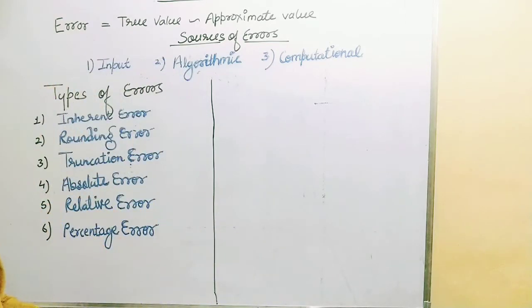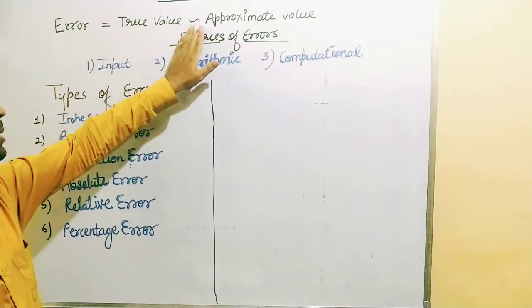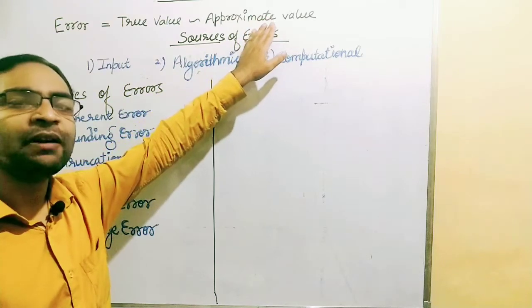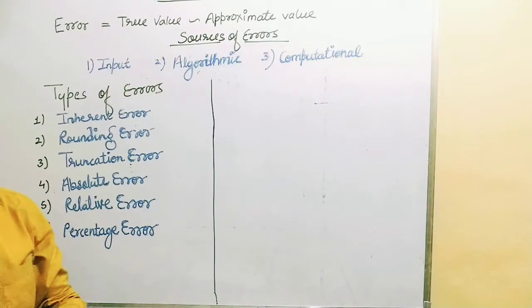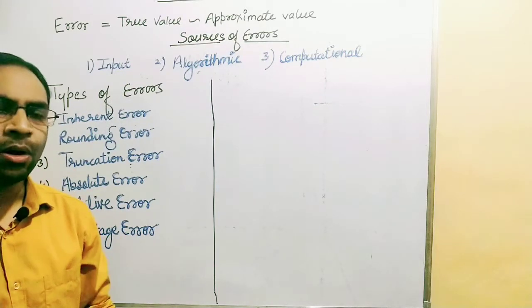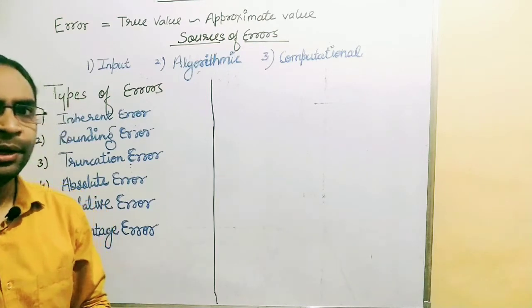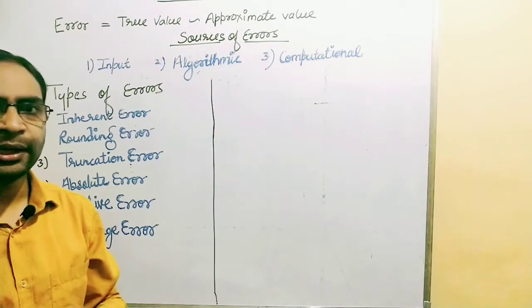In the previous lecture, we had already seen the basic definition of the error. Error is known as the difference between the true value and the approximated value of a measurement. So we need to minimize the errors in numerical methods to obtain the best or perfect solutions. Before we minimize the errors, we must know what the sources of the errors are.